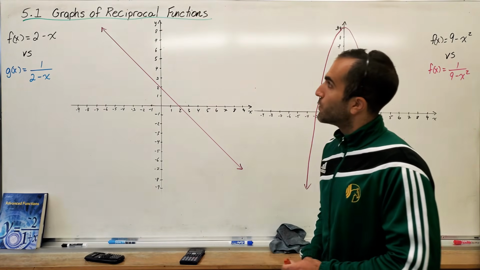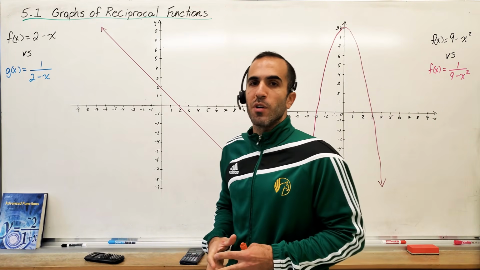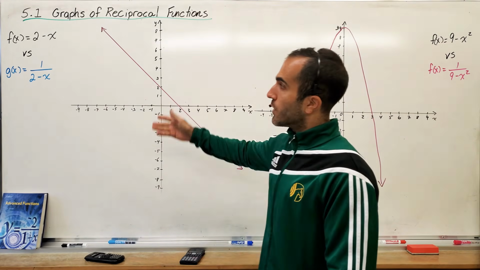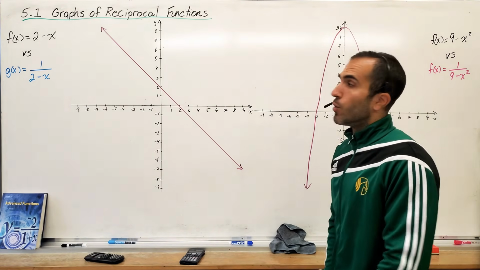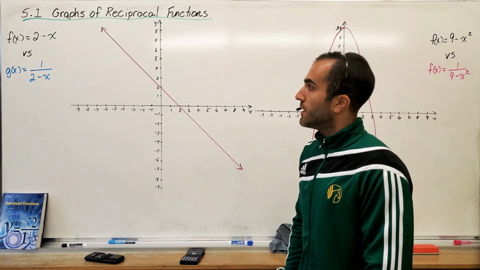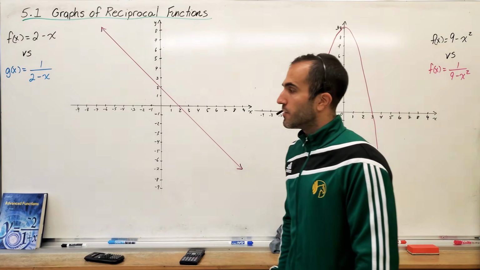All right, welcome to chapter 5. 5.1 is graphs of reciprocal functions. So now we learned a bunch of functions, so we're going to flip them. We're going to say 1 over that function, or further than that, a function over a function. We know how to divide polynomials, so we're going to discuss graphing these divisions or these reciprocal functions throughout chapter 5.